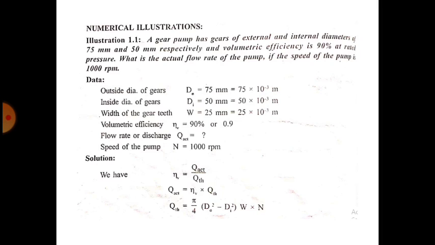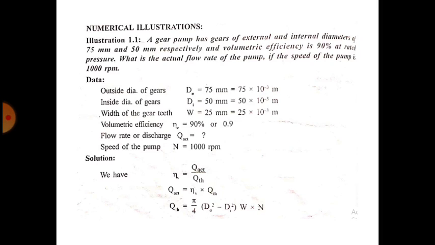So the inside diameter of the gear, di, is equal to 50 mm, that is 50 into 10 to the minus 3 meters. The width of the gear, W, is 25 mm, so 25 into 10 to the minus 3 meters. The volumetric efficiency is given as 90%, that will become 0.9. We want to calculate the actual discharge, and the speed of the pump is given as 1000 rpm.